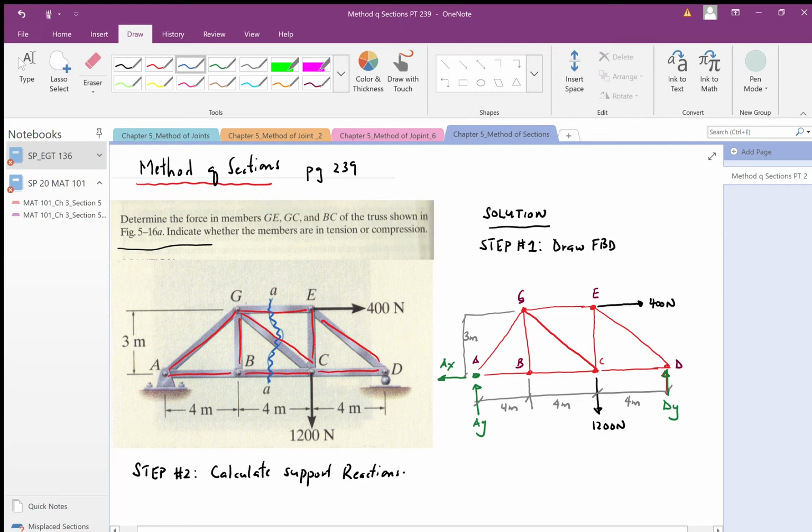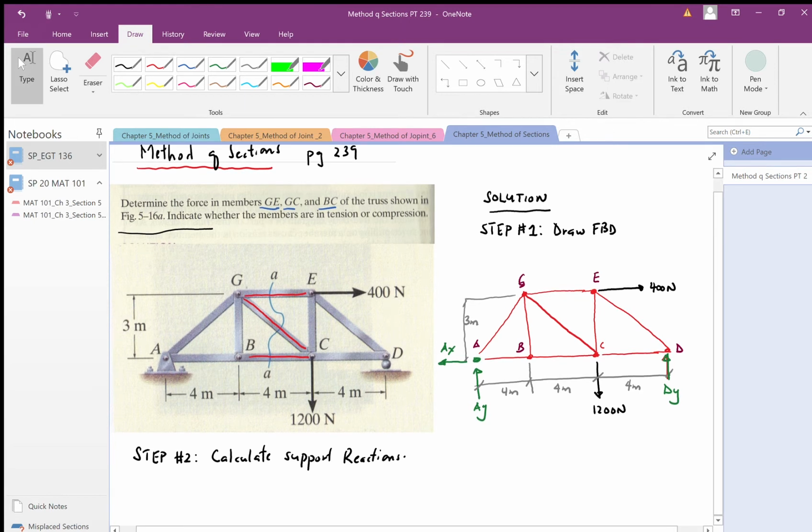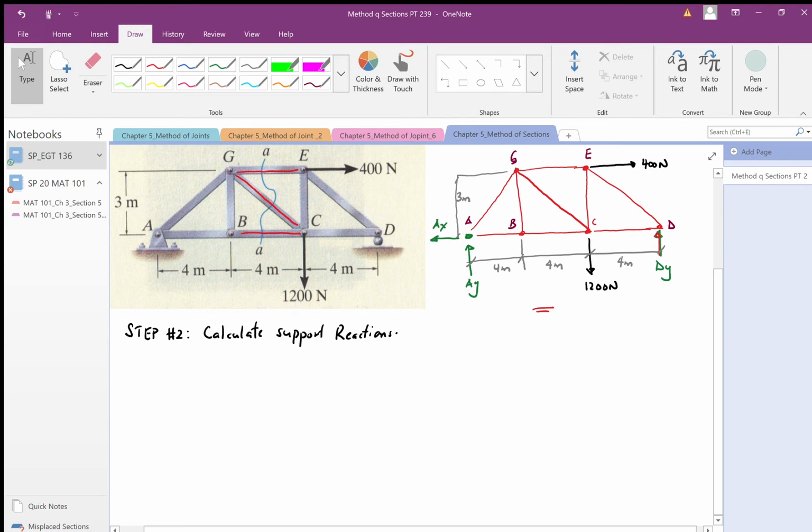Okay, so for instance, we have a frame here, and we determine the forces only in GE, GC, and BC. If I may erase this part right here, we just find the forces in GE, GC, and BC. Nothing really changes in terms of our approach. We are going to draw a free body diagram, which is what I have right here, and then our next step is to calculate our support reactions.